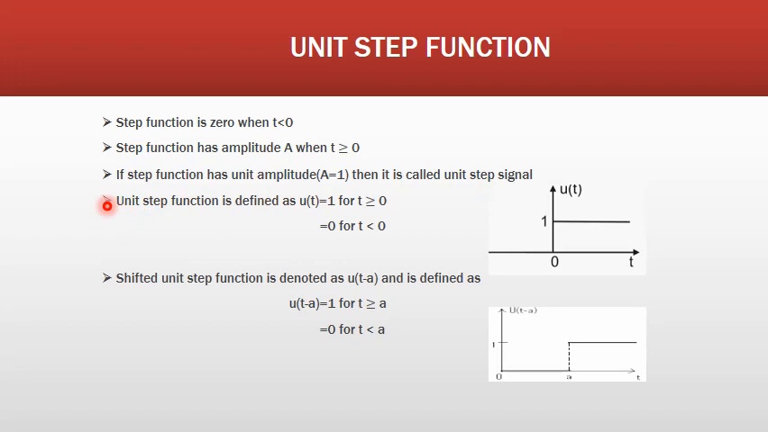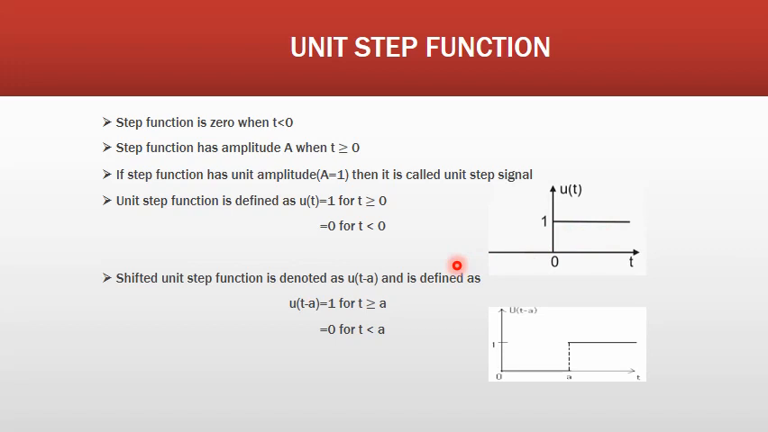Mathematically, continuous time unit step signal is defined as u of t is equal to 1 for t greater than or equal to 0 and 0 for t less than 0. Generally, the notation used to represent continuous time step signal is u of t. The graphical representation of u of t is shown in figure. The figure clearly shows that the signal is 1 when t is positive and it is 0 when t is negative.